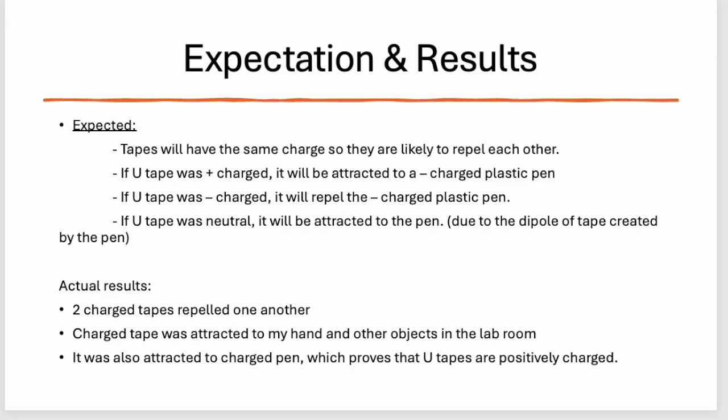Before the actual results came out, I expected the tapes to have the same charge, so they would likely repel each other. If the tape was positively charged, it would be attracted to a negatively charged plastic pen. If the tape was negatively charged, it would repel the negatively charged plastic pen. If the tape was neutral, it would be attracted to the pen due to the dipole created in the tape by the pen.